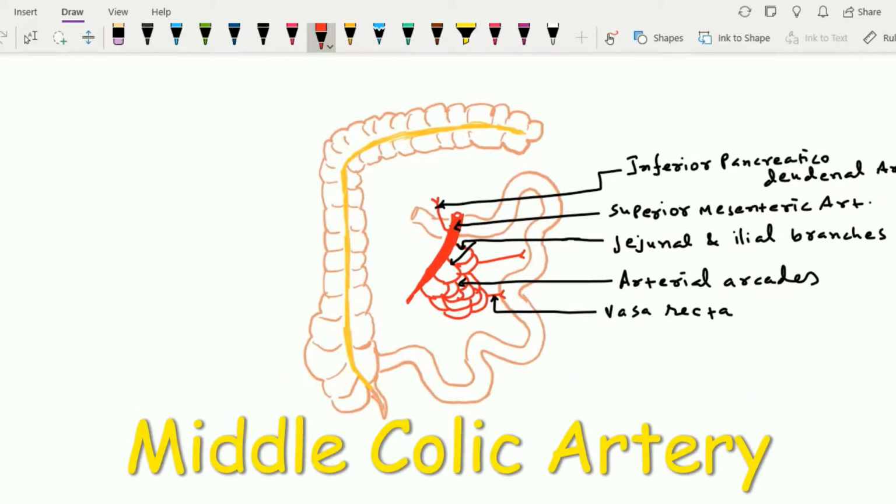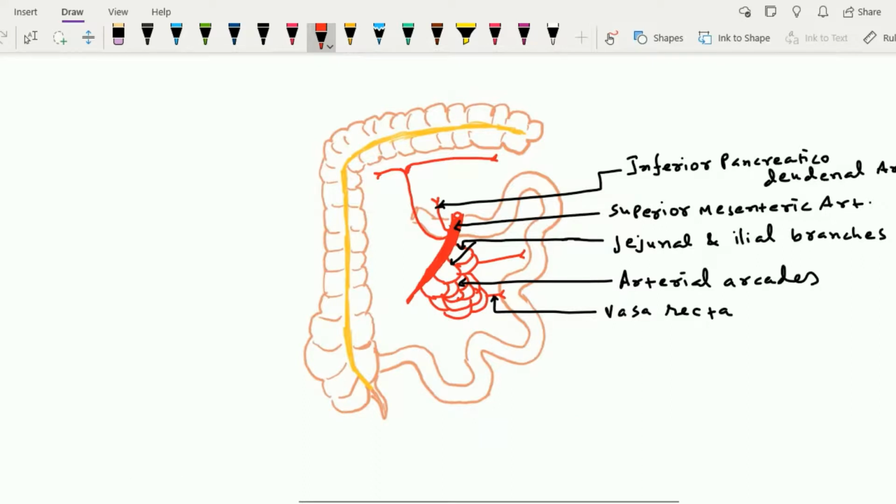The second branch from the right concave side of the superior mesenteric artery is the middle colic artery. This middle colic artery passes from the lower border of the duodenum and the pancreas, passes upward and reaches the transverse mesocolon, and within the transverse mesocolon it reaches the lower part of the transverse colon and soon divides into a right branch as well as a left branch. These right and left branches reach the respective flexures of the colon.